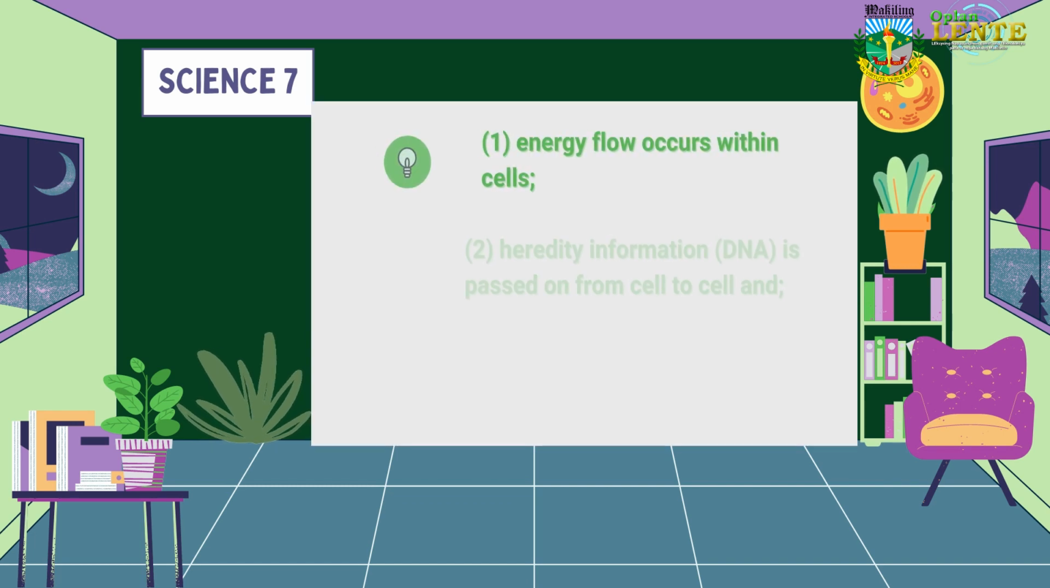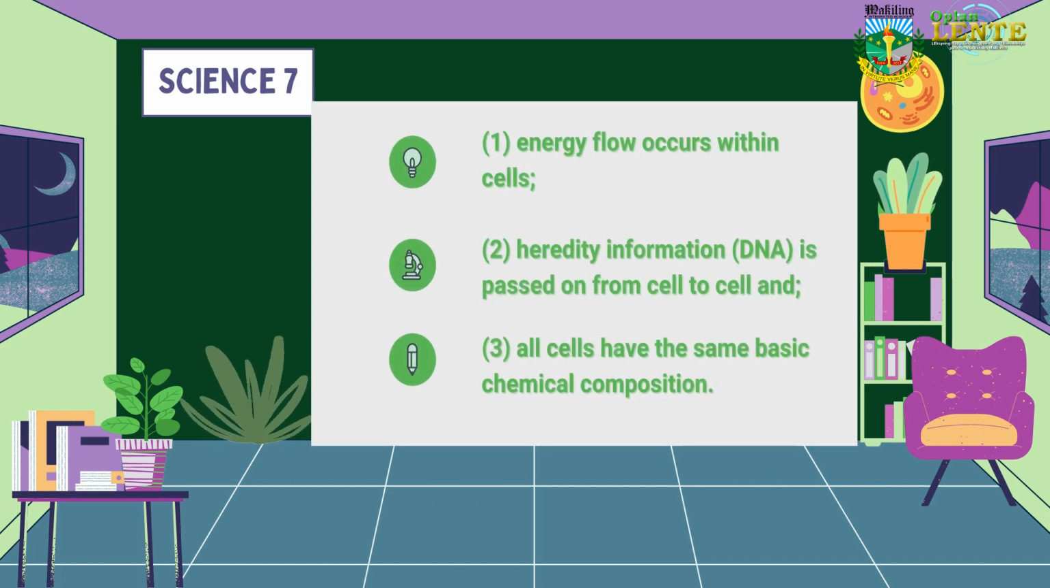Number 1, energy flow occurs within cells. Number 2, hereditary information or DNA is passed on from cell to cell. And number 3, all cells have the same basic chemical composition.